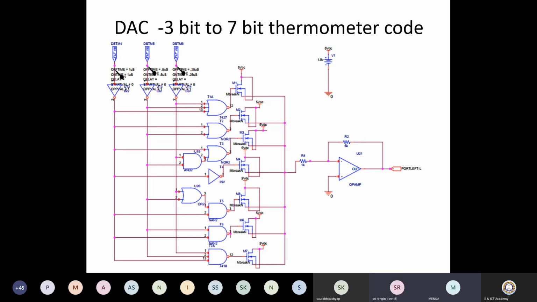So if it is 0, it means this MOS is off. MOS is off means the output current of this MOS is 0. It means the thermocode corresponding to that is equal to 0. And if the input was 1, it means the current is very high because a gate high and drain is also high. It means the higher amount of current is flowing. So that is equal to the higher current I, which is equal to thermocode is equal to 1, right?